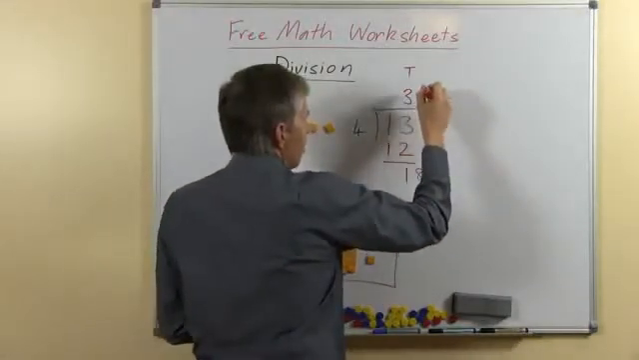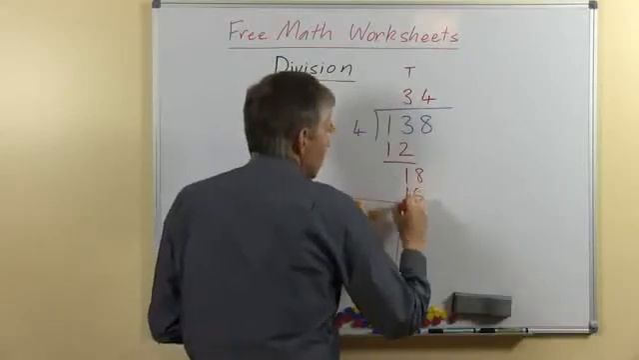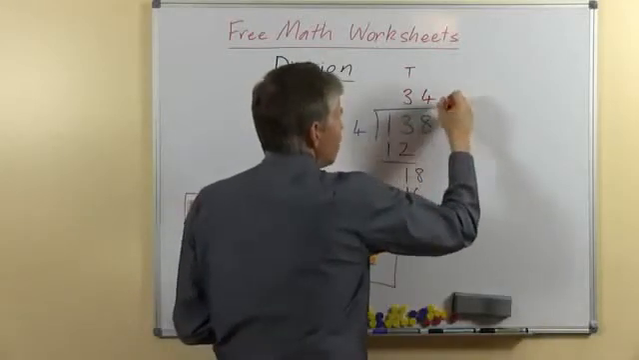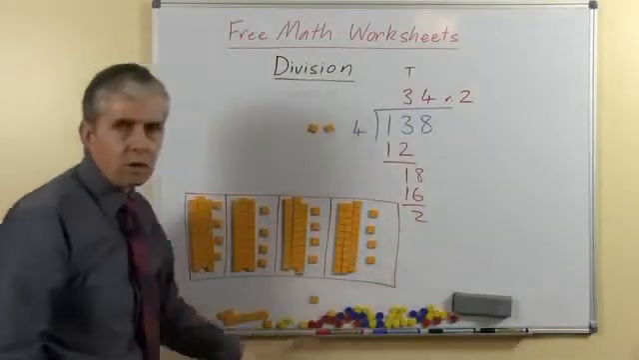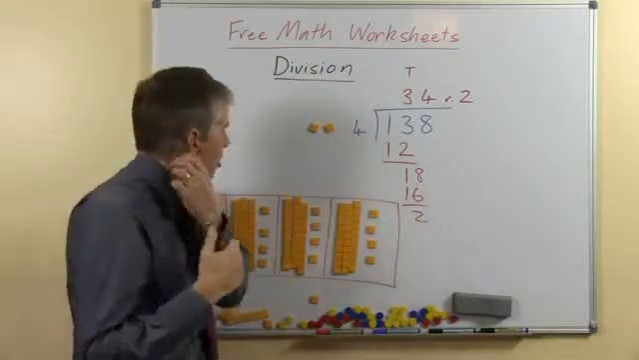We write that up here. 4 ones. 4 fours are 16. Of course, there are 2 left. And there are different ways of writing the remainder. I usually write a lowercase r with a dot. You might write REM or a capital R or whatever.